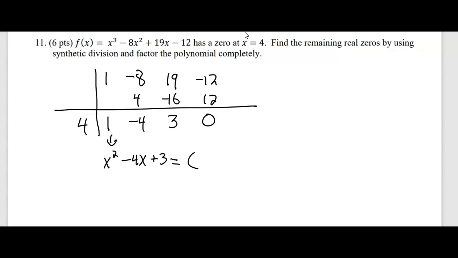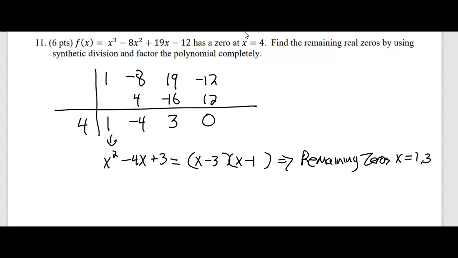We can factor this. We could also use the quadratic formula if needed. This is x minus 3 times x minus 1. So that means the remaining zeros are 1 and 3. We can see them in factored form. So that's the first part of the answer.